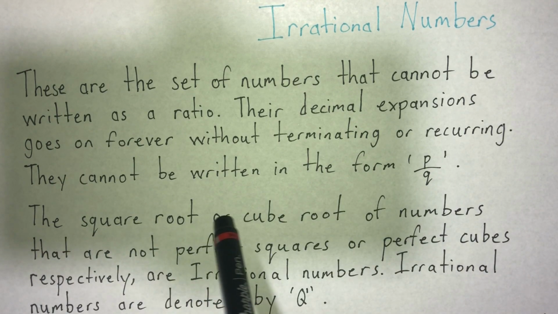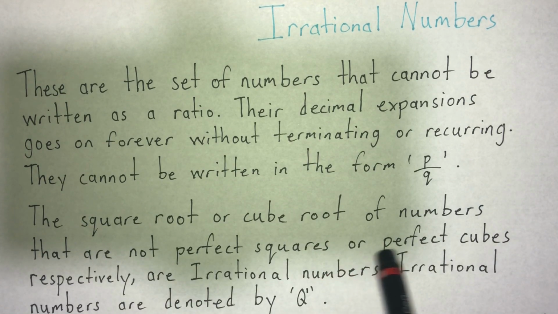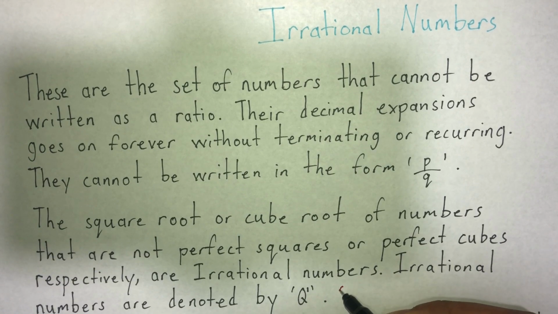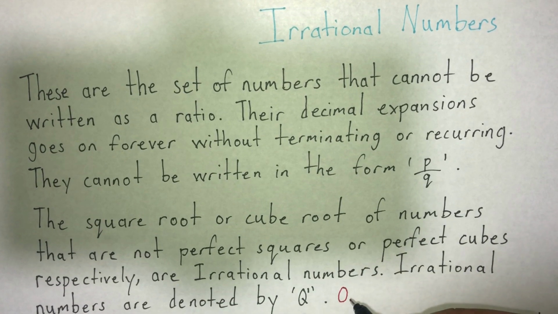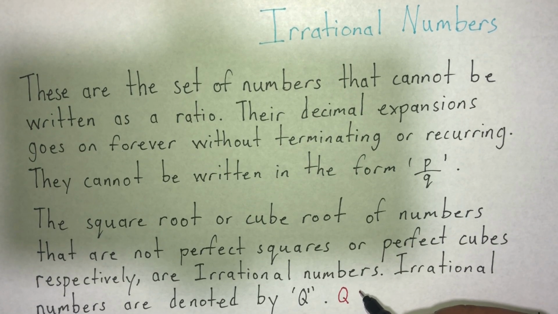The square root or cube root of numbers that are not perfect squares or perfect cubes, respectively, are irrational numbers. Irrational numbers are denoted by Q prime. Let me make this symbol clear. So it's Q prime.